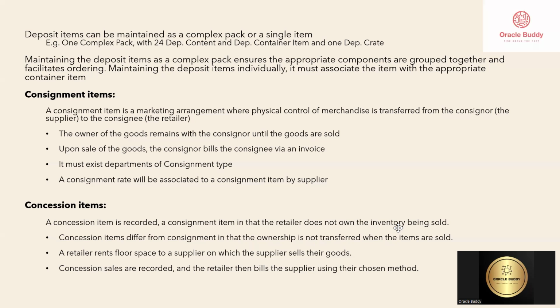So let's discuss more about the concession item here. As with a consignment item, in a concession item the retailer does not own the inventory being sold. Concession items differ from consignment in that the ownership is not transferred when the items are sold. The retailer rents floor space to a supplier on which the supplier sells their goods. Concession sales are recorded and the retailer then bills the supplier using their chosen method.